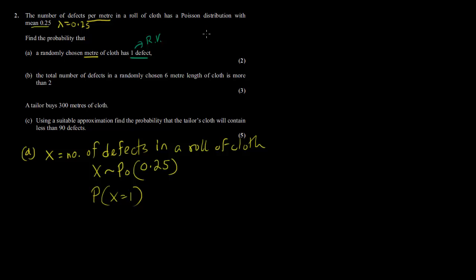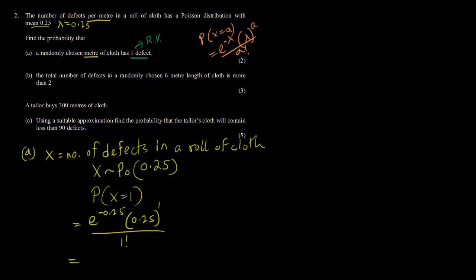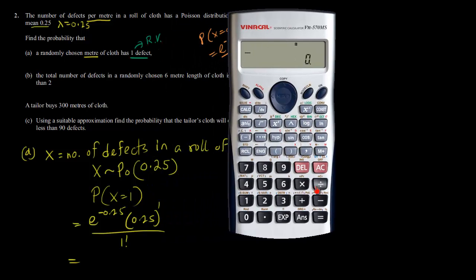If we have a Poisson distribution where the mean is lambda, then probability of x equals a is e to the power minus lambda, lambda to the power a divided by a factorial. Factorial means you keep multiplying backwards till you get 1. So what we have over here is e to the power minus 0.25 multiplied by 0.25 to the power 1 divided by 1 factorial. If we use the calculator, 0.25 to the power 1 is 0.25, divided by 1 factorial, which is 1, so the answer is 0.1947.